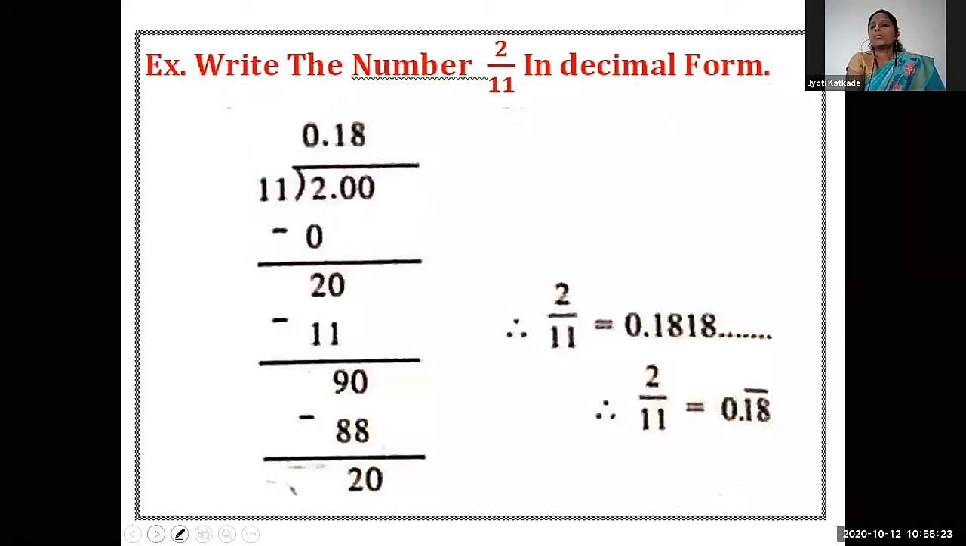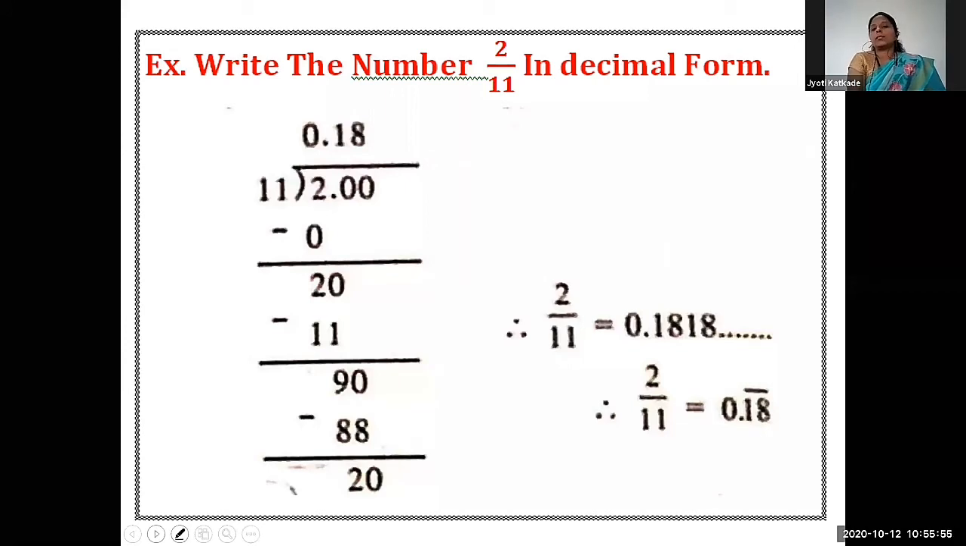In the same way, divide 2 by 11. Now 2 is a smaller value, so divide by 0. When we subtract 0 from 2, we get 2. Now take the decimal point after 0, so we get 20. Now 11 ones are 11. When we subtract 11 from 20, we get 9.